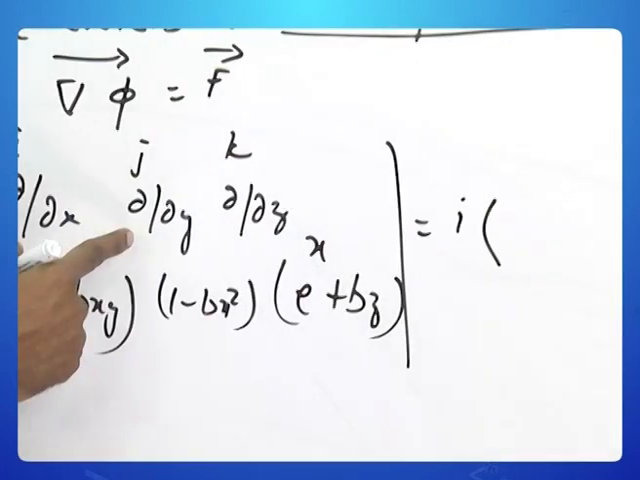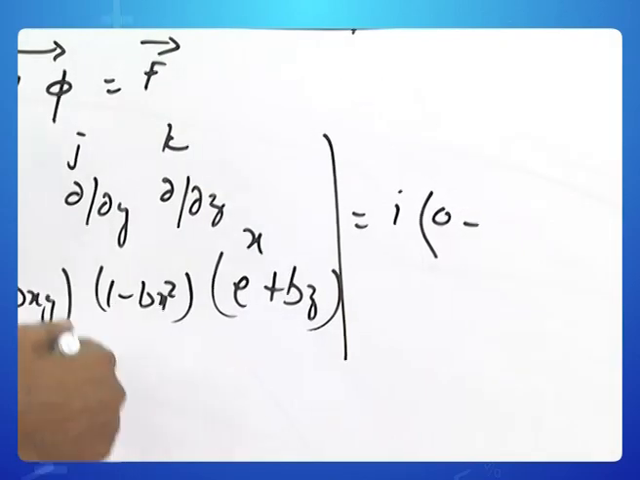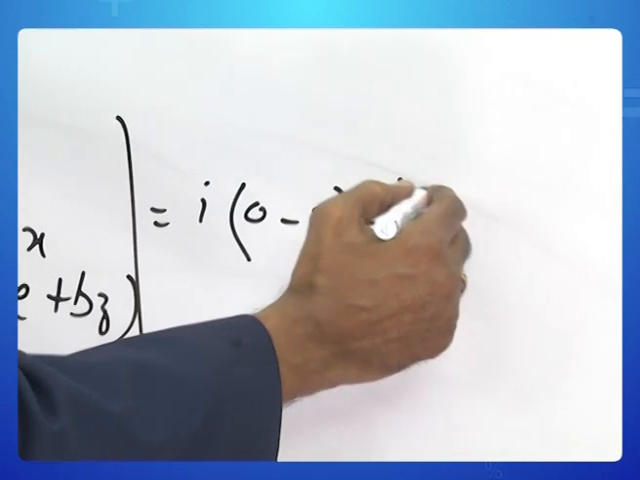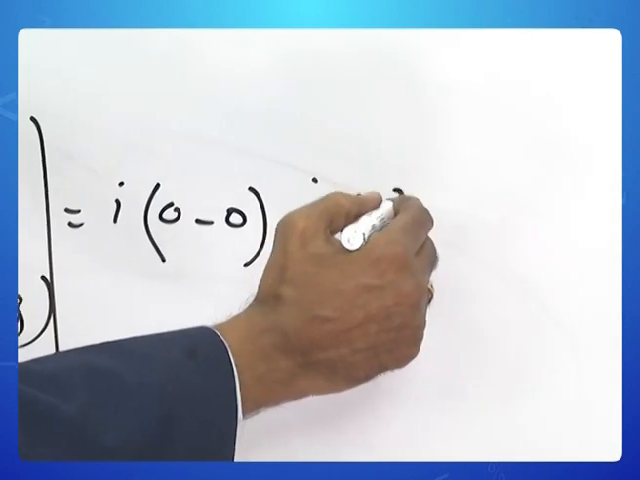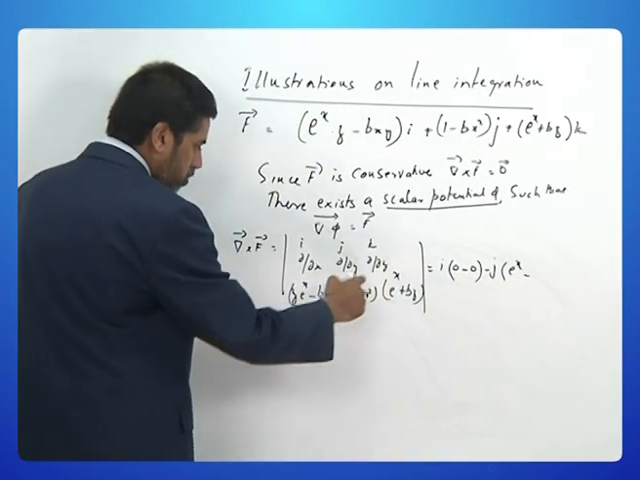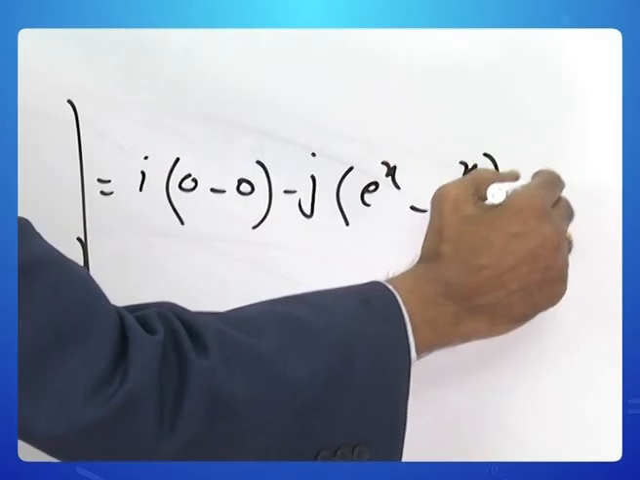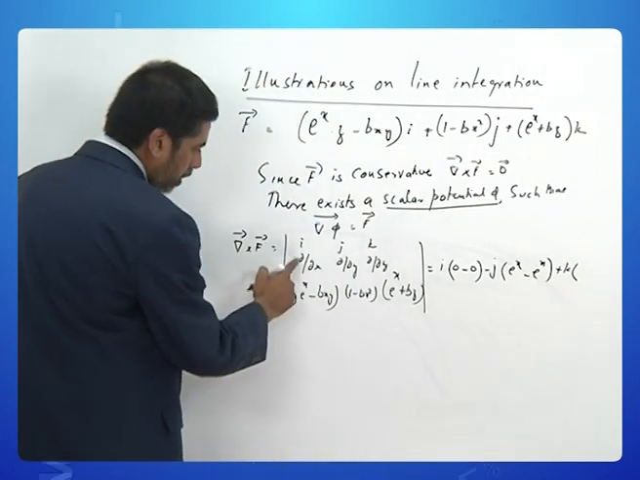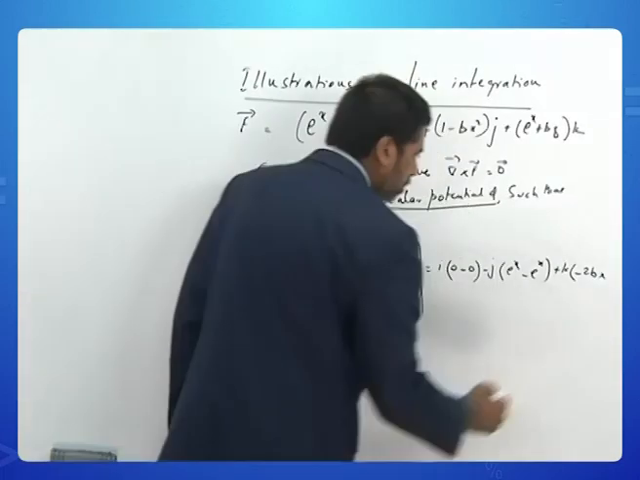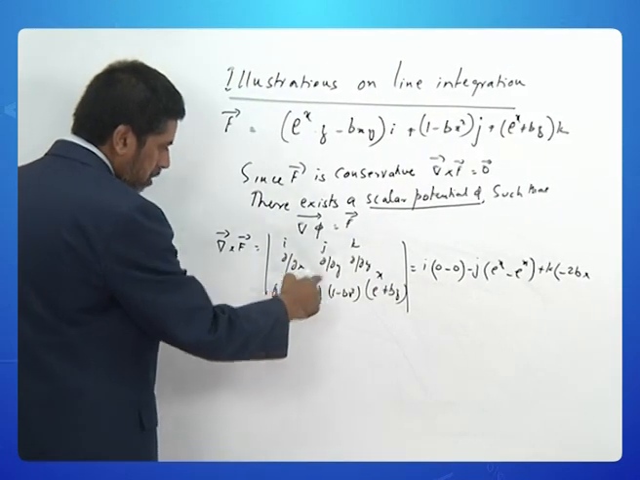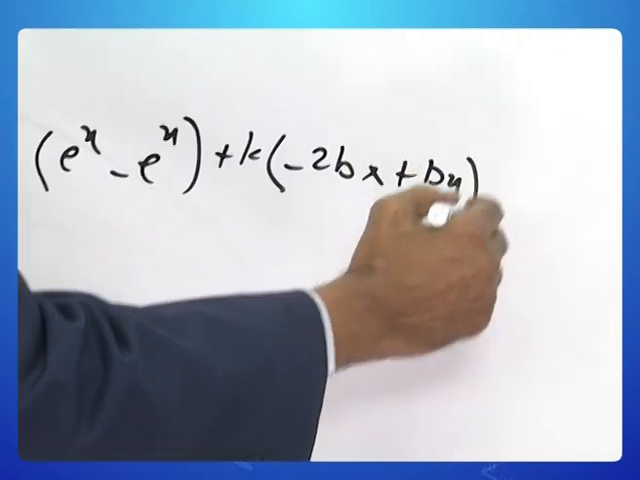i times dou by dou y of this is 0 minus dou by dou z of this is also equal to 0, minus j into dou by dou x of this will give us e power x minus dou by dou z of this will give us again e power x, plus k times dou by dou x of this is minus 2bx minus dou by dou y of this will become plus bx, and this is equal to 0.